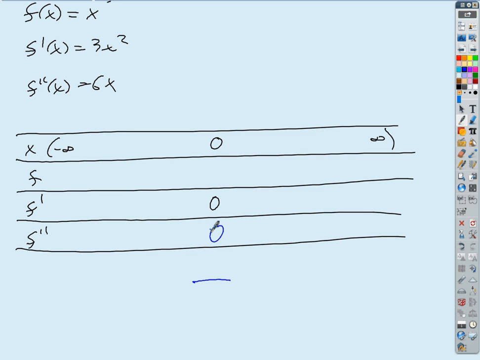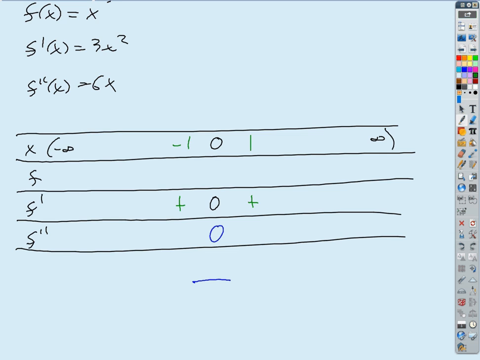So what are we going to do? We're going to test points around it. How about just -1 and 1? And here's the rule: if the second derivative test fails, fall back on the first derivative test. So what's the sign of the first derivative at -1? Positive. And at 1? Positive. So then, is this a minimum or a maximum? No, it's not. It has to be a point of inflection, right?